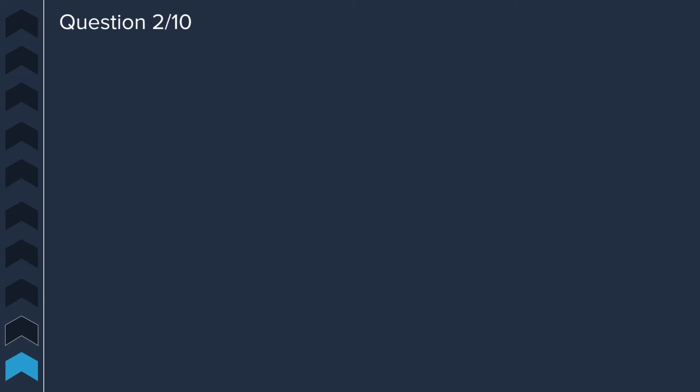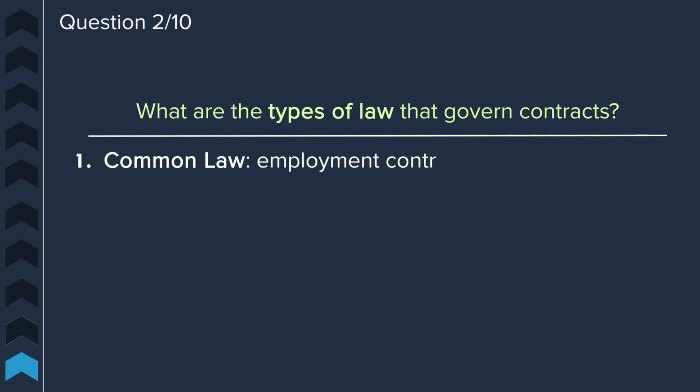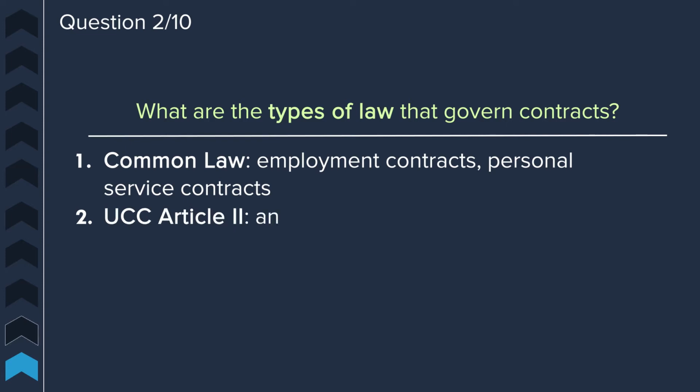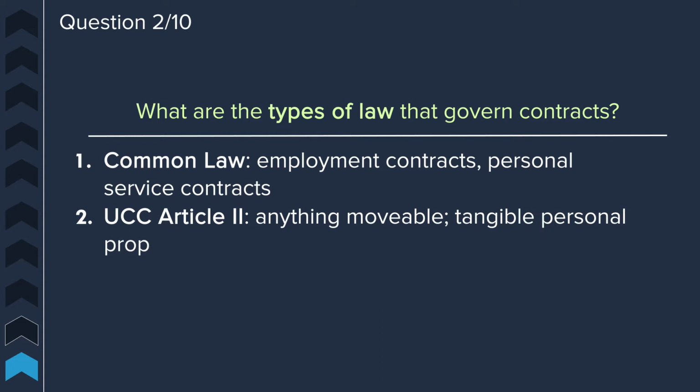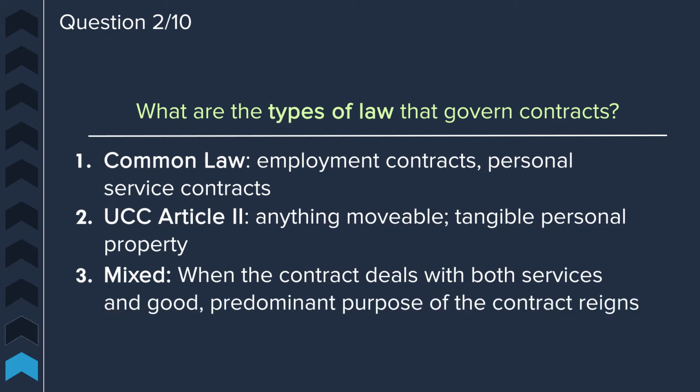Question 2. What are the types of laws that govern contracts? The first is the common law, which applies to employment contracts and personal service contracts, for example. The second is UCC Article 2, which governs anything movable, as well as tangible personal property. Now, when the contract deals with both goods and services, the predominant purpose of the contract reigns when determining whether to apply common law or UCC.